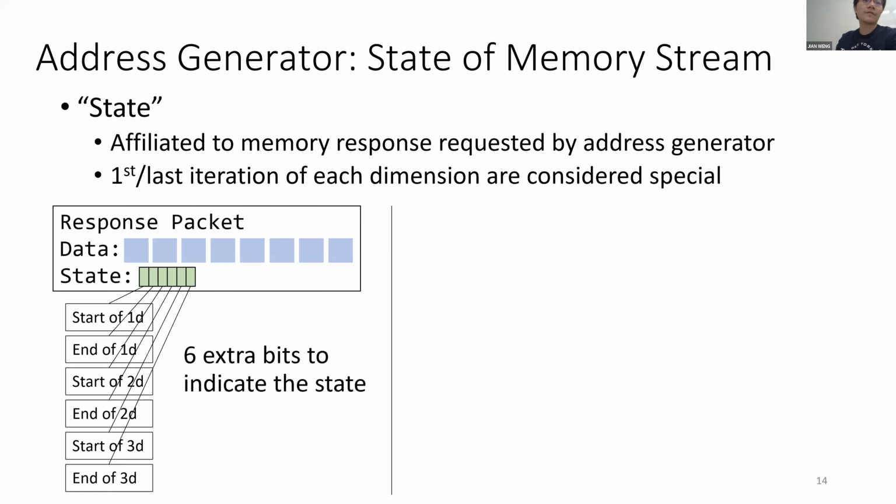Besides the capability of the address generator, another interesting part to talk about is the memory state. The first and the last iteration of each loop level is considered to be special. So we attach this information to the memory response requested by the address generator. This information can be used by the port, the coordination FIFO, as well as the processing element.